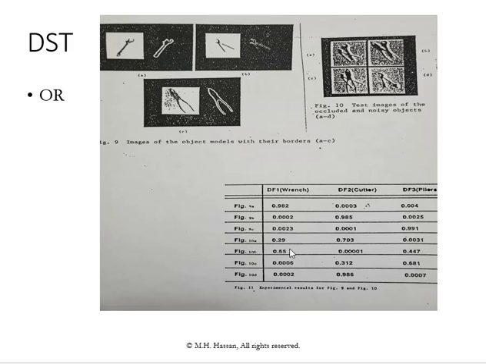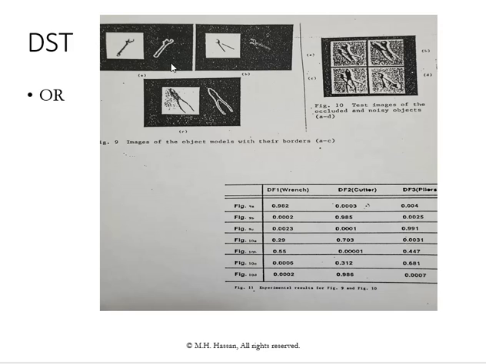We are looking at 0.29 as a wrench and 0. I do apologize, this is the figure here. So here 0.29 as a wrench, 0.703 as a cutter. So it is a satisfactory detection of the object and a negligible value as pliers. And so on and so forth.